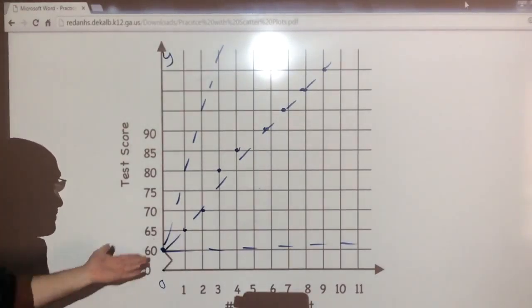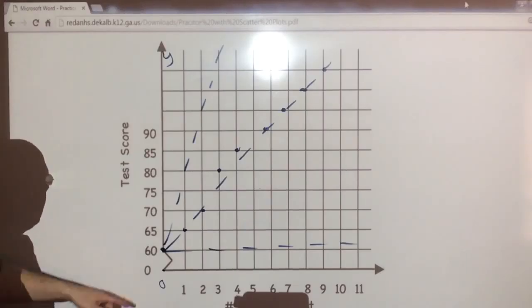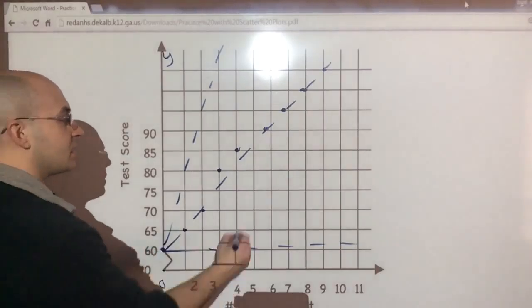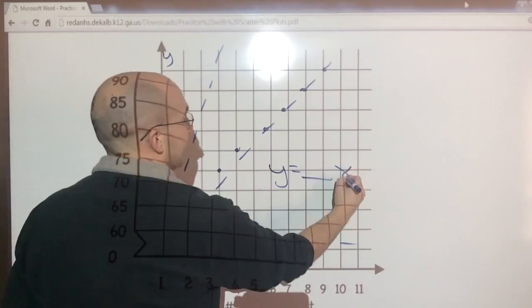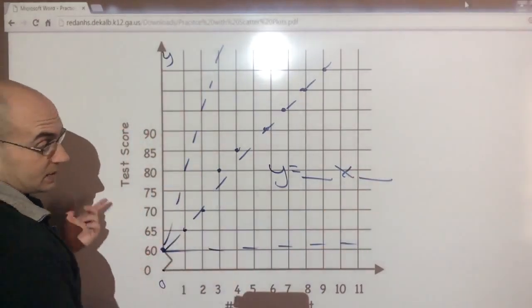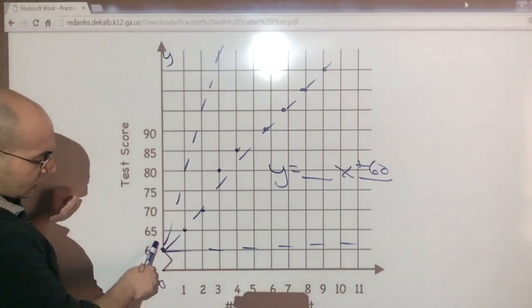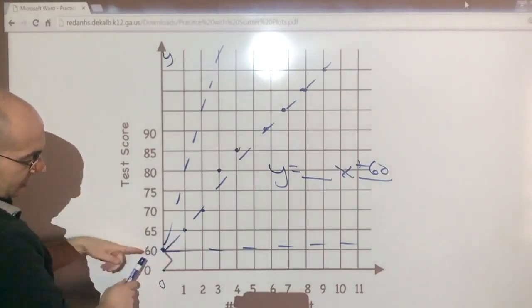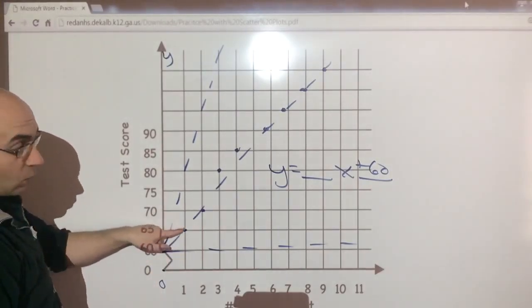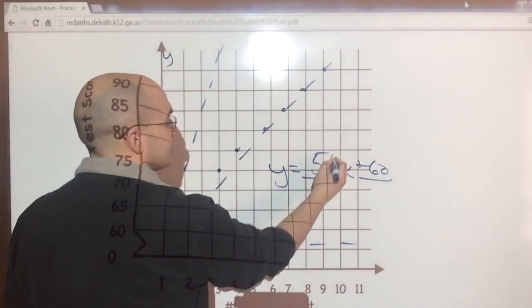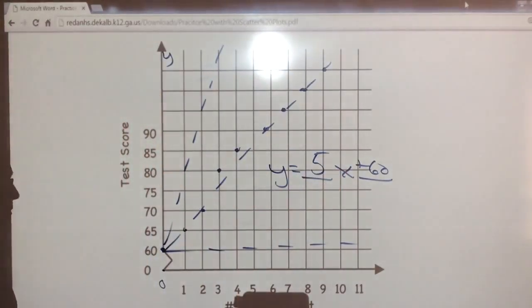Now, what is that line of best fit in slope-intercept form? Well, I know the y-intercept will be 60. So remember, y equals blank x blank. The y-intercept is 60 here, so plus 60. Let's see what the slope could be. Well, if I go to the next point, which is here, I would go up 5 and over 1. So the slope would be 5, so 5x. So y equals 5x plus 60 is a great line of best fit for this line.